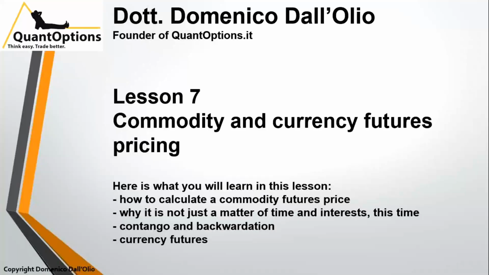Lesson number 7, commodity and currency futures pricing. As I already told you in the previous lessons, futures written on a commodity and futures written on a currency follow different logics than futures written on stocks. So here is what you will learn in this lesson: how to calculate a commodity futures price, why it is not just a matter of time and interest this time, contango and backwardation, and currency futures.